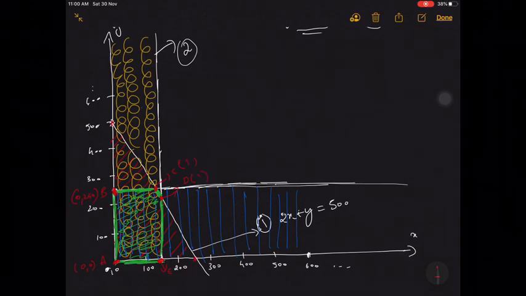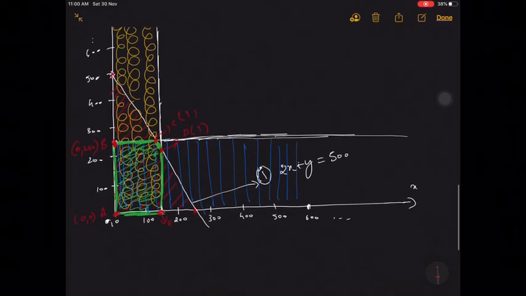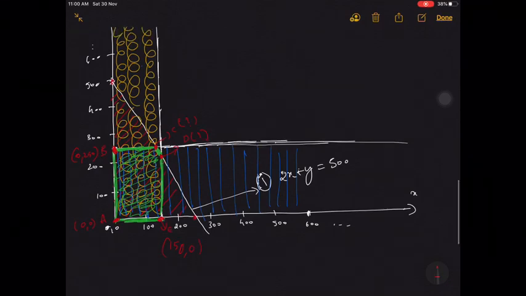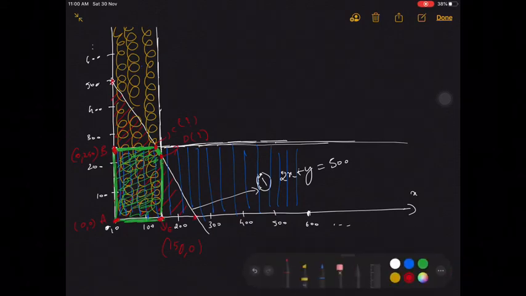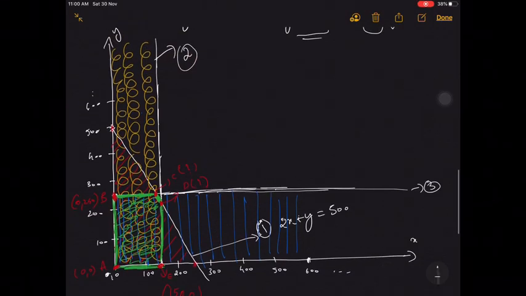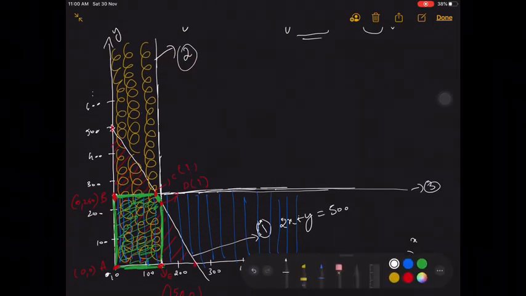We don't know what D and C are. Now what is point E? Point E is clearly 150 comma 0. Now we have to find the values of C and D. If you look at C, it is the intersection of line 1 and line 3, so this is line 3. Now we'll solve it by the simultaneous method and find the points.